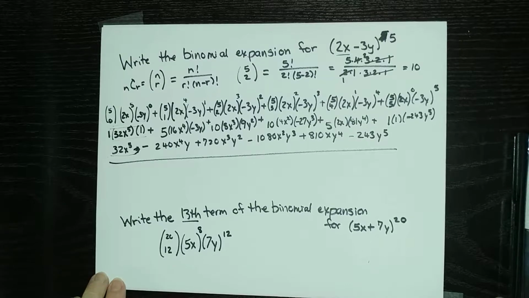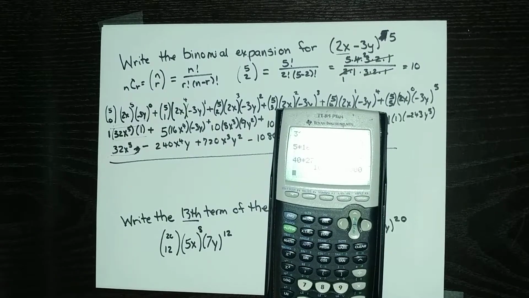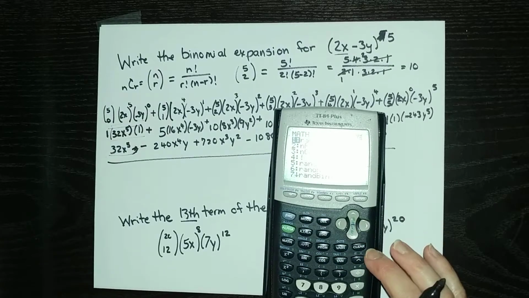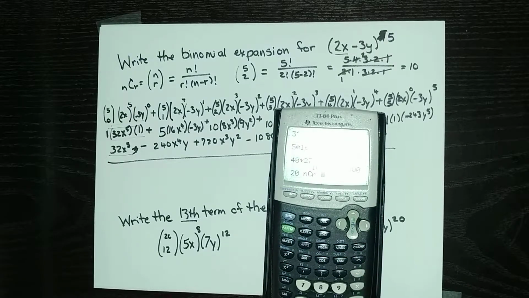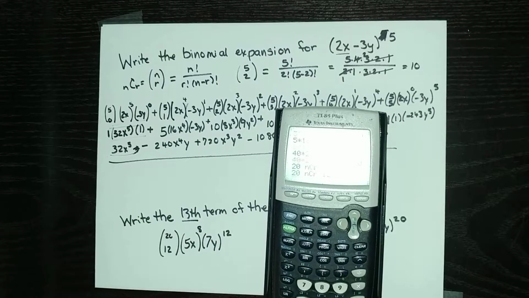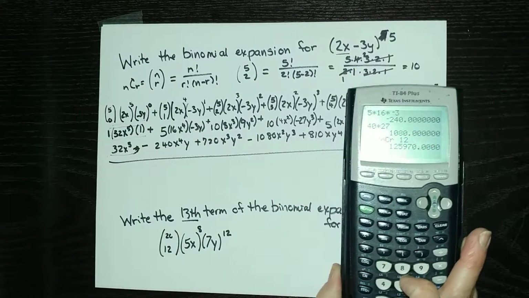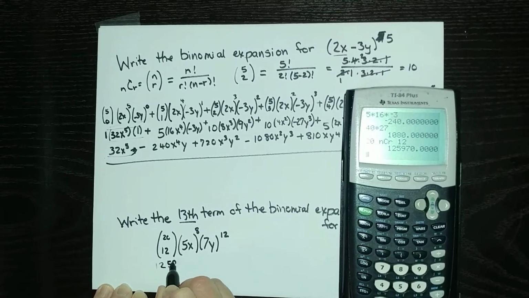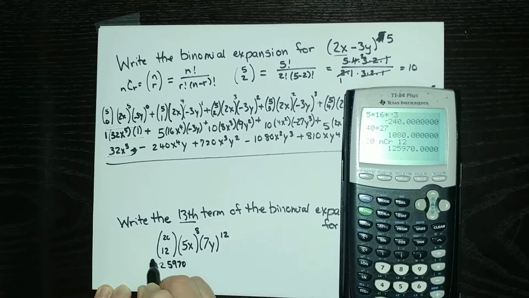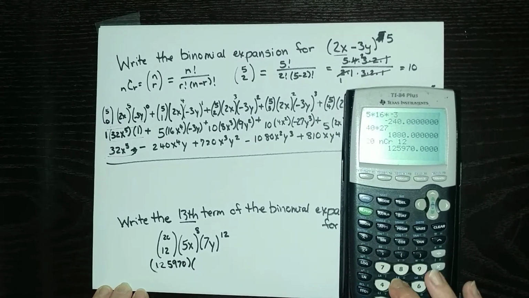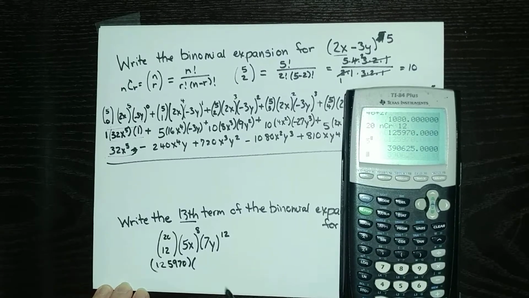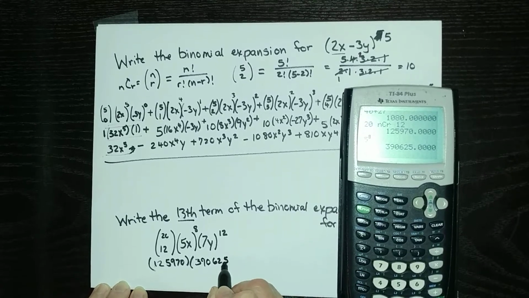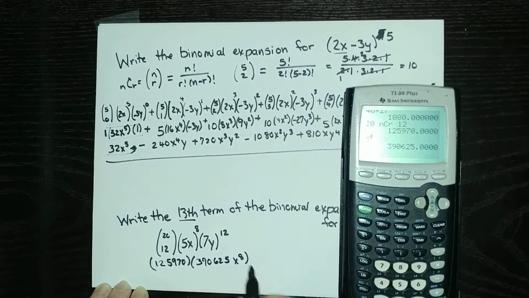So I'm going to use my calculator right here. I'm going to say 20 choose, I go to probability, I hit 3, 20 choose 12, and that gives me a huge number, 125970. 5 to the 8th power is 390,625. X to the 8th.